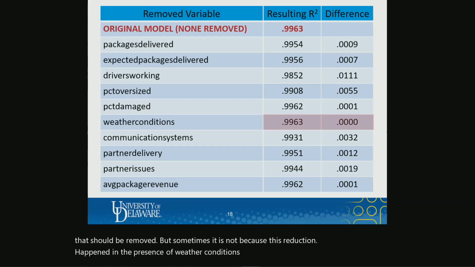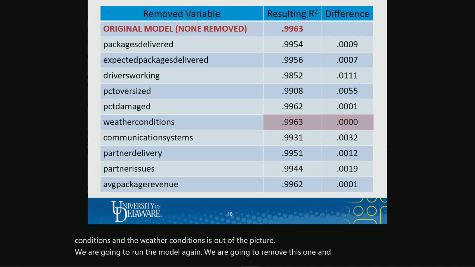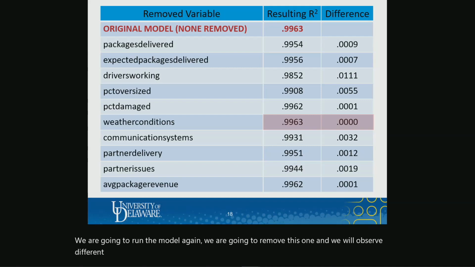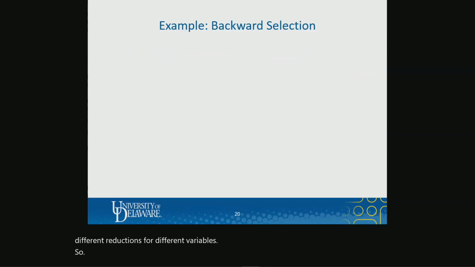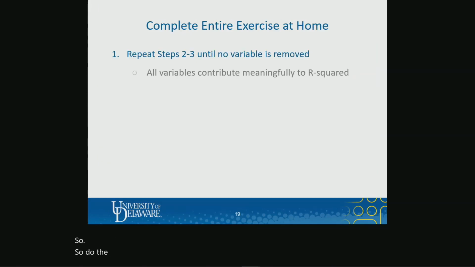After we remove the weather conditions and it is out of the picture, we are going to run the model again. We are going to remove this one, and we will observe different reductions for different variables. So do the next rounds at home and let me know what's going to be the next variable and the next variable.